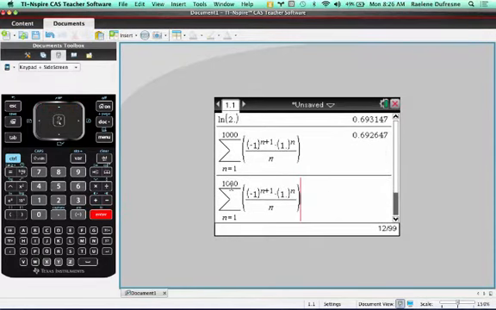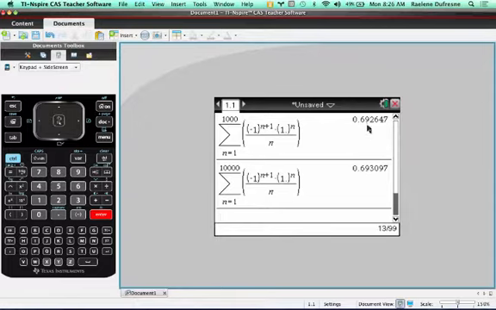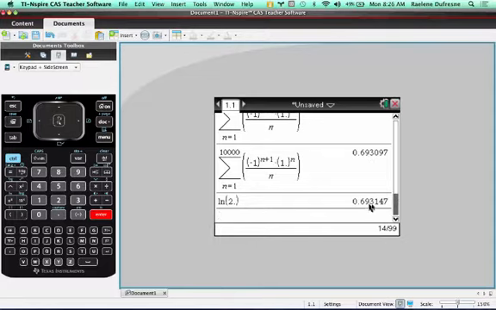Maybe if we take 10,000 terms, this is taking a long time, we start to get, still only accurate, well, let's put the ln of 2 in again. We're starting to get accurate to the first 3 decimal places. So we are accurate to within the first 3 decimal places, or 10 to the negative 4.